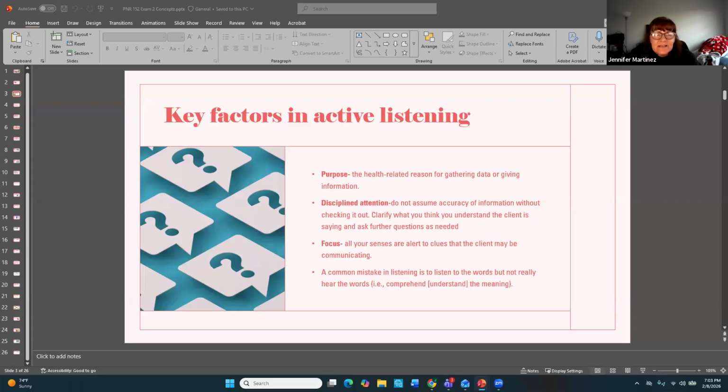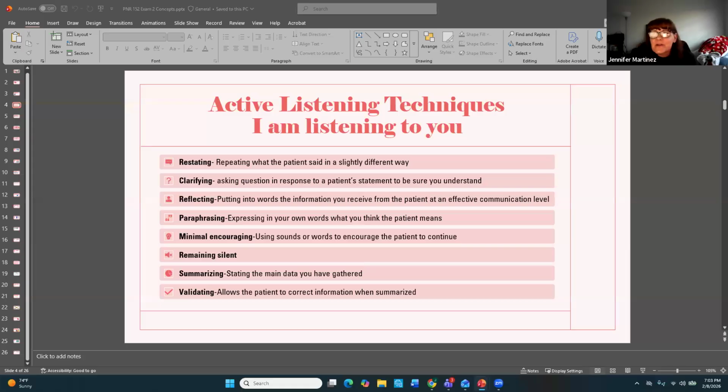Focus all of your senses on clues the client may be communicating. And we know that sometimes this can be a little hard, right? When we're having a conversation, sometimes our minds tend to wander. But active listening is really focusing in on what the client is saying. A common mistake in listening is to listen to the words, but not really hear the words, right? So understanding the meaning of words. So here are some different active listening behaviors that we use when we are using our active listening skill.